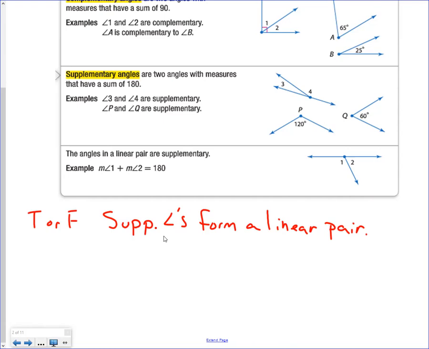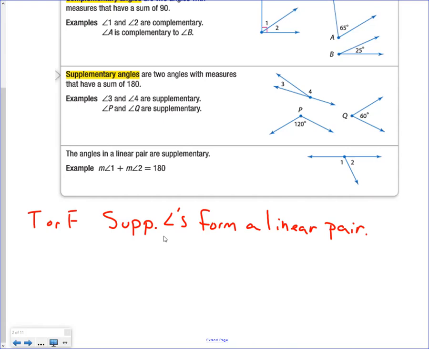A linear pair must be two angles that are on a line and adjacent, right? Do supplementary angles have to be adjacent? No, right? So when we ask this question, right, for true and false, if it's not always true, it's false, right? So that's how mathematicians typically are going to look at true and false questions.